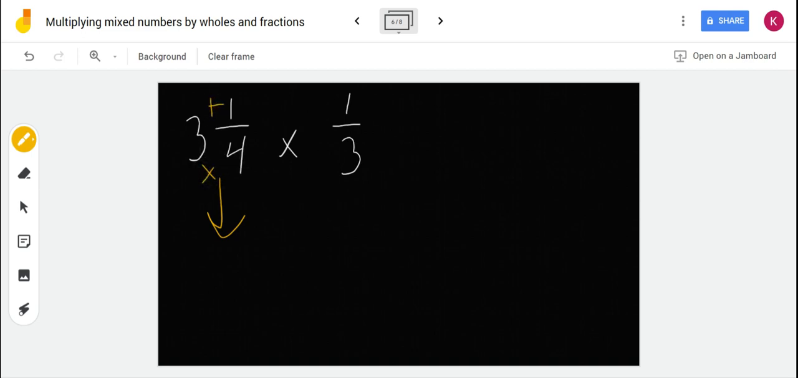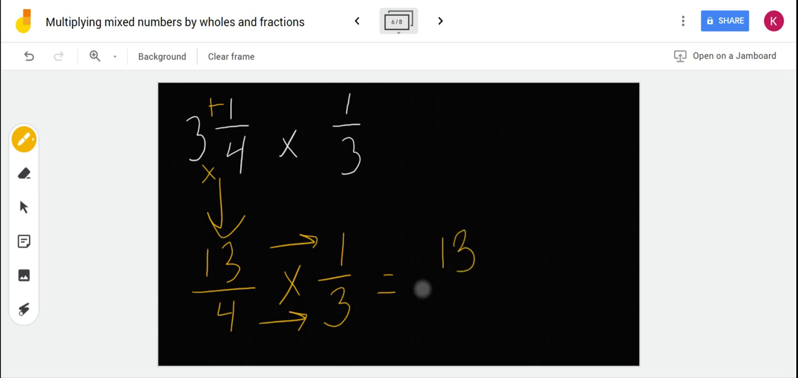4 times 3 is 12, plus 1 is 13, and my denominator stays the same. And I don't change my 1/3. I leave that the same. Just like you have previously learned, we multiply straight across. 1 times 13 is 13. 4 times 3 is 12. This is an improper fraction because my 13 is larger than my 12. My numerator is larger than my denominator.